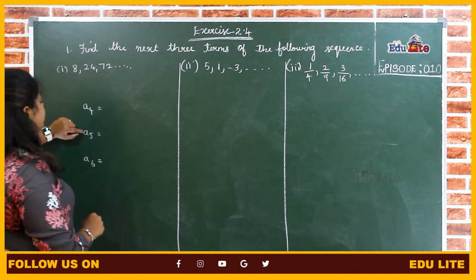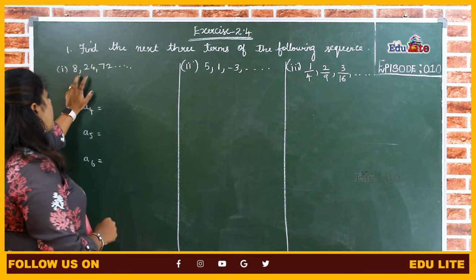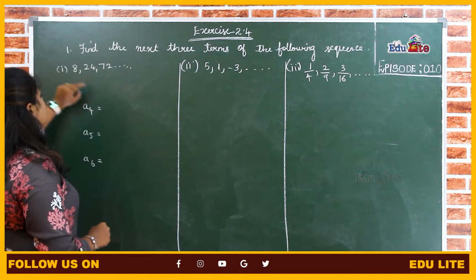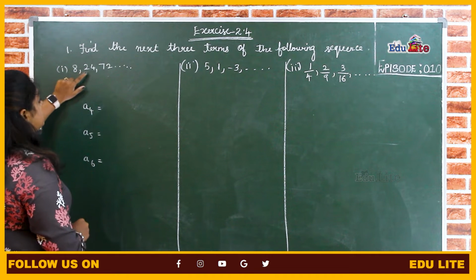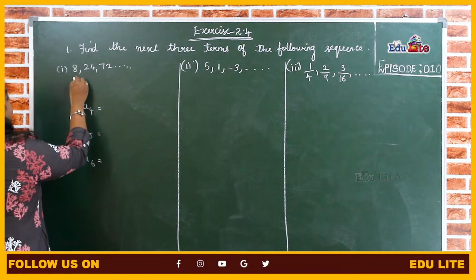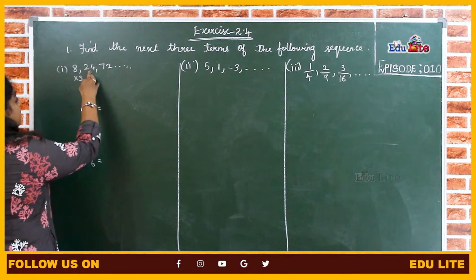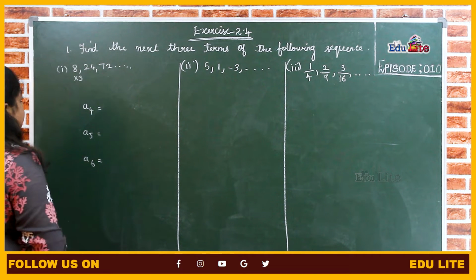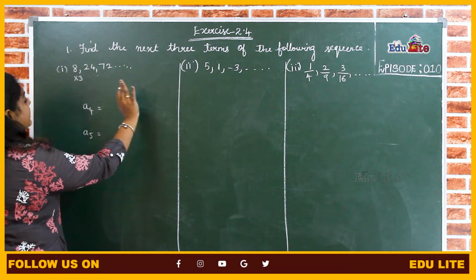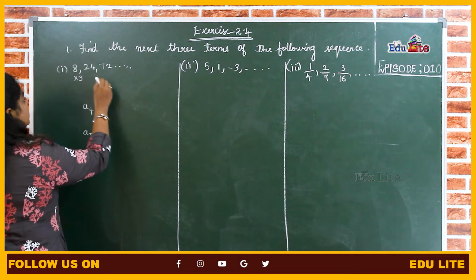To find A4, A5 and A6, first we must know what is the sequence followed here, only then we can find the next terms. So we have 8 in the first term and 24 in the second term. How to connect 8 and 24? If we multiply 8 by 3, we will get 24. Similarly, we will apply the same for the next two terms. If it comes, then we can finalize that it is the sequence followed.